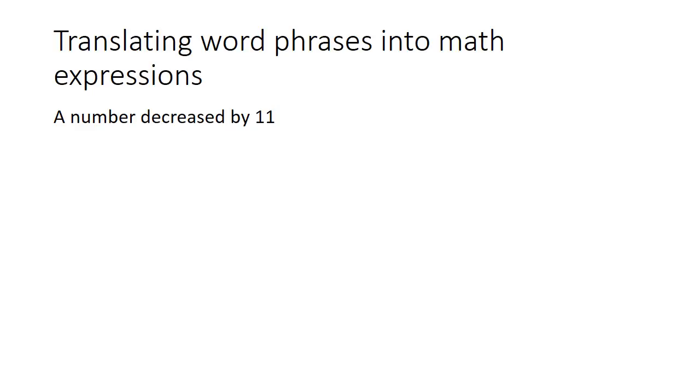All right, so number 1, we have a number decreased by 11. So the decreased here means subtract. A number, that tells us we don't know what that is. So you can use any letter that you want to. I like using X, but if you want to use an N, or a J, or an A, it doesn't matter. So the number, which is going to be your variable, is decreased by 11. So the way we would write that is X minus 11.